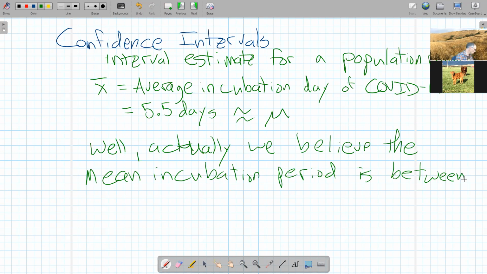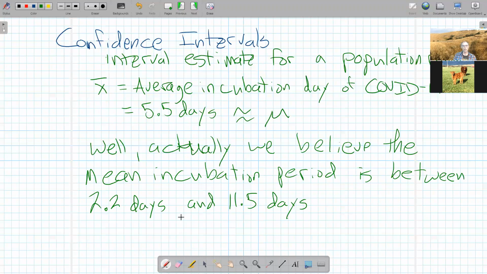Let's see, I made a note on that somewhere. Where'd my notes go? I believe it was 2.2 to 11.5, yeah. So we believe the mean incubation period is between 2.2 days and 11.5 days. And so this is what we call an interval estimate.